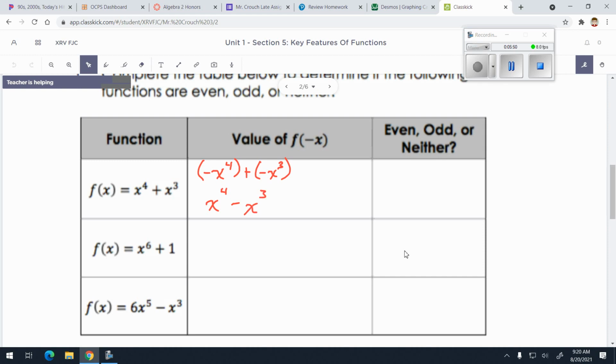So now let's take this and compare it to our original function. Is it the exact same? No. Okay, that means it's not even. Is every sign the exact opposite? No, so that means it's not odd. So because you said no to both, it is neither.